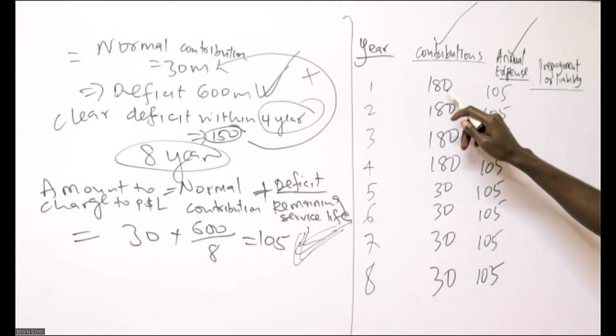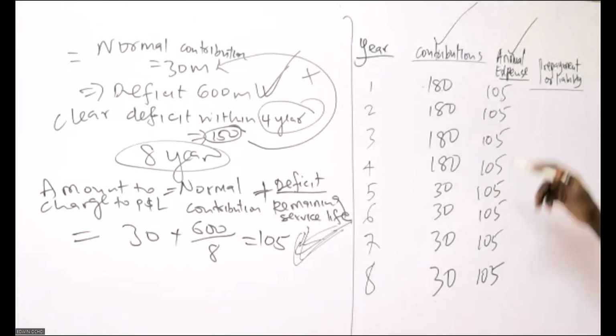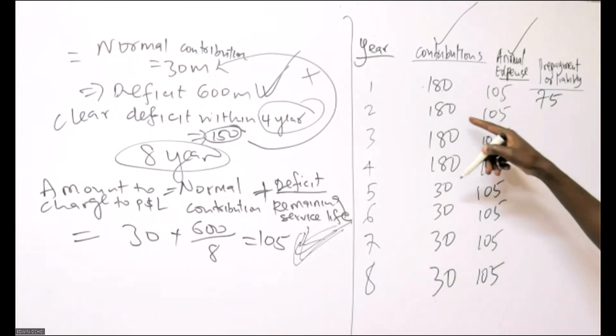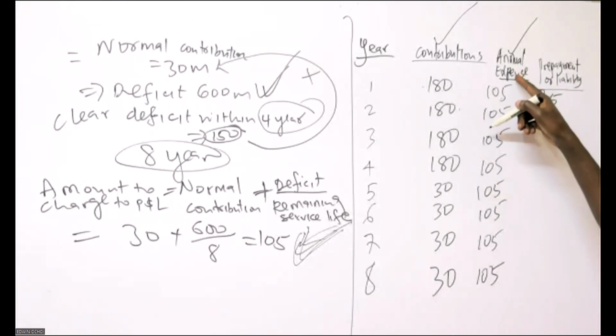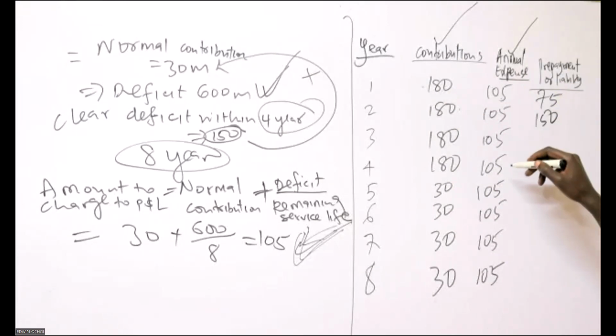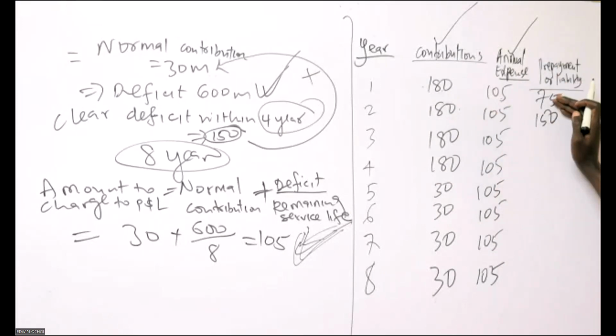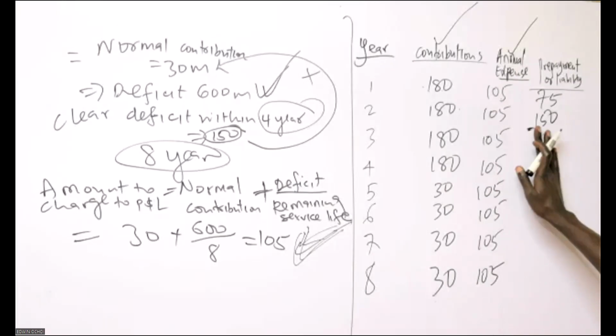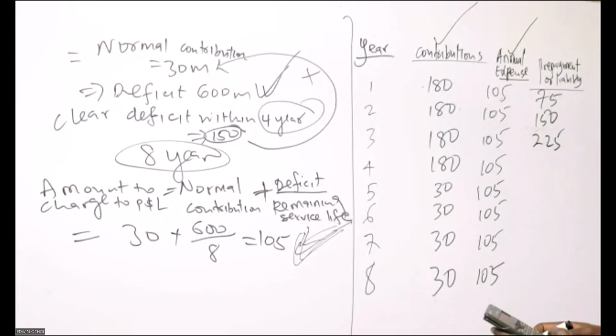So here they are charged 105, they contributed more. The contribution is more than what they are charged. So meaning that there's a prepayment. 180 minus 105? 75. Even here there's a prepayment because they contributed more than what they are being charged, the annual expense, by 75. But now this one must be cumulative, plus the previous one. So this is 150. 75 of this year plus the previous one. So plus another 75. 150 plus another 75. 225. Another prepayment of 75. So this one would be 300.